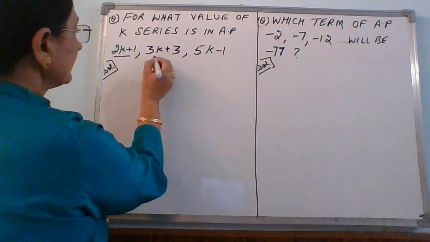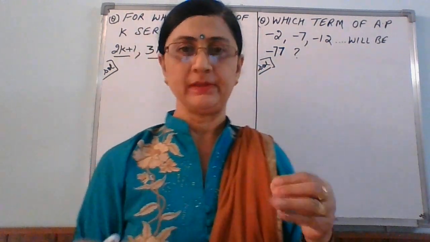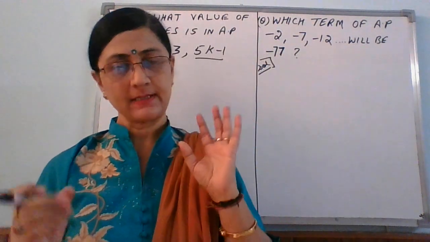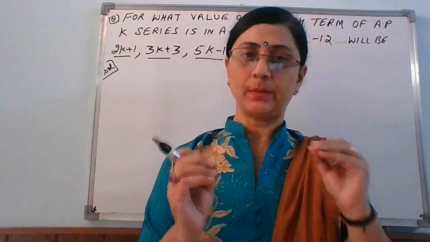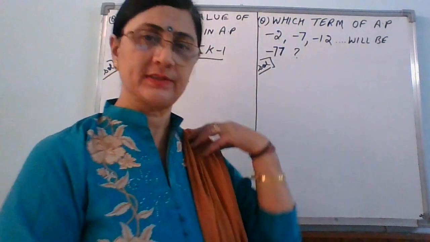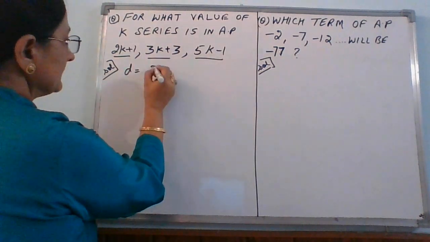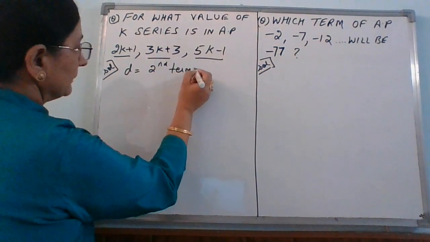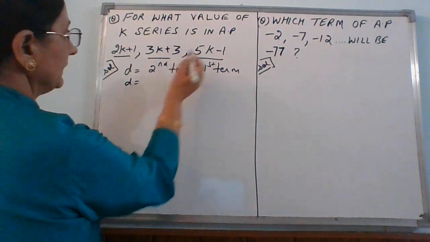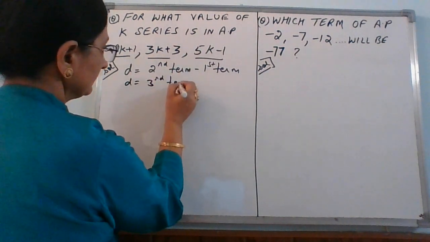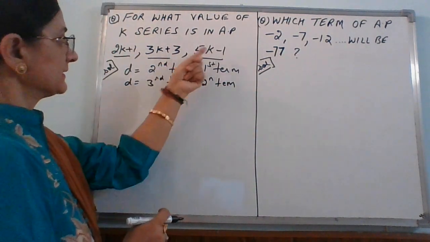So here these are the terms. In order to prove whether they are in AP, we have to check the common difference. If the common difference is same, then they are in AP. But here in the question it's written that they are in AP, so common difference will be same. So common difference same होगा, then you will be able to find out the value of k, right? So common difference means second term minus first term. Common difference कैसे आता है? Second minus first, or it can be third term minus second term, right? 2 terms होती हैं, second minus first, third minus second.